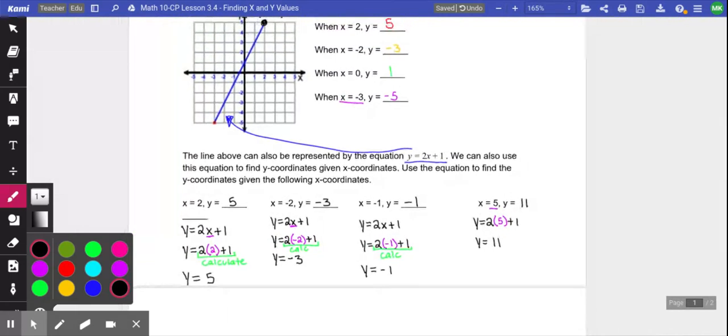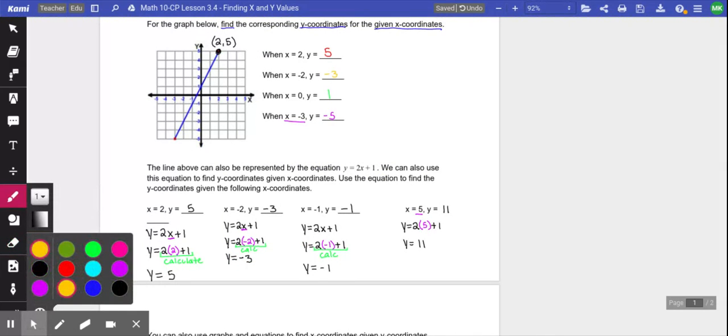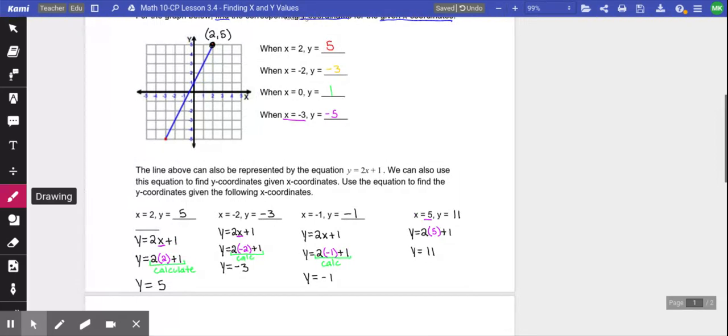The graphs are probably quicker and easier if you're good at them. However, the equation can give us answers that we can't see on a graph. For instance, we just found out that when x equals 5, y equals 11. If you look at this graph, we can't even see that point. When x equals 5, it's somewhere up here. So the graph is limited in what it can do. The equation can tell you any y value for any x value. So the equation is definitely the better way to do things because it can tell you more.